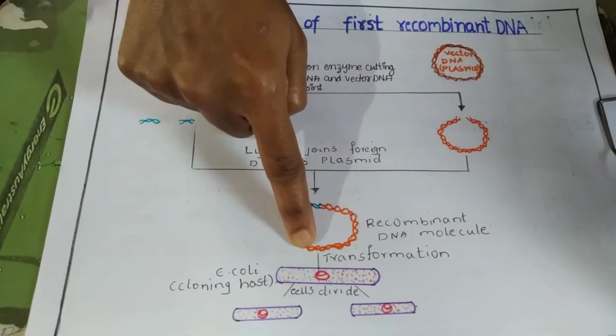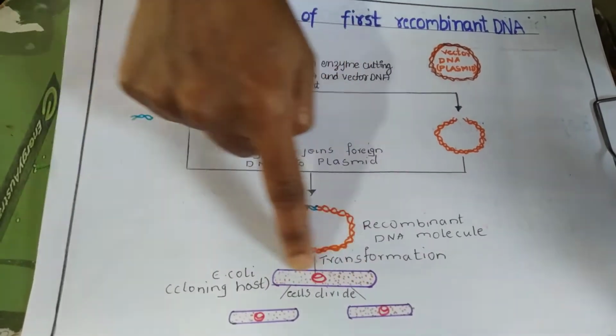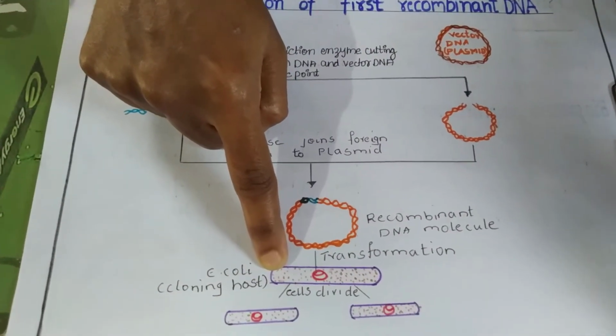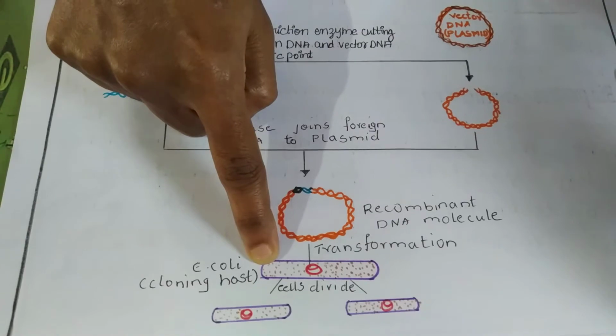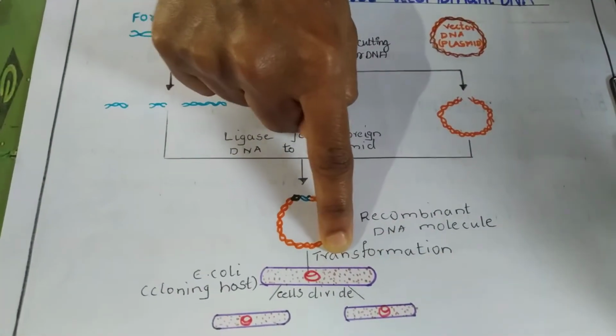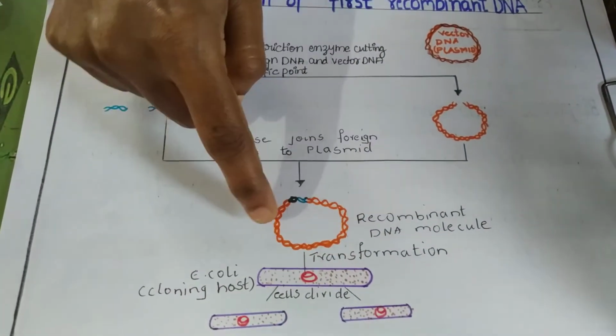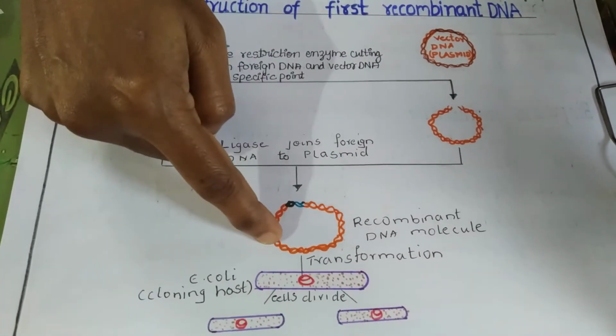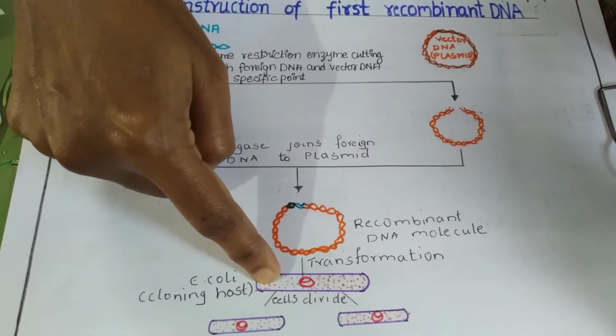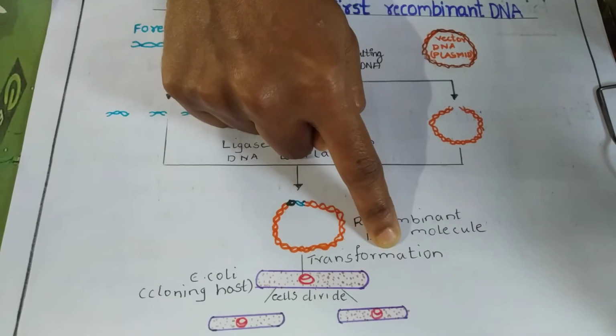And this recombinant DNA is taken up by the E. coli cell by means of a process called transformation. Transformation is nothing but the taking up of naked DNA by the recipient cells.